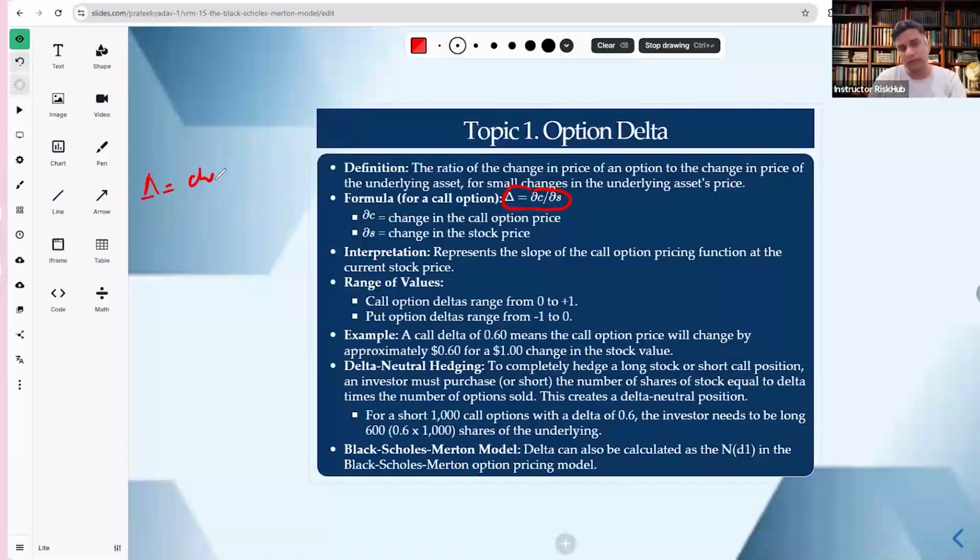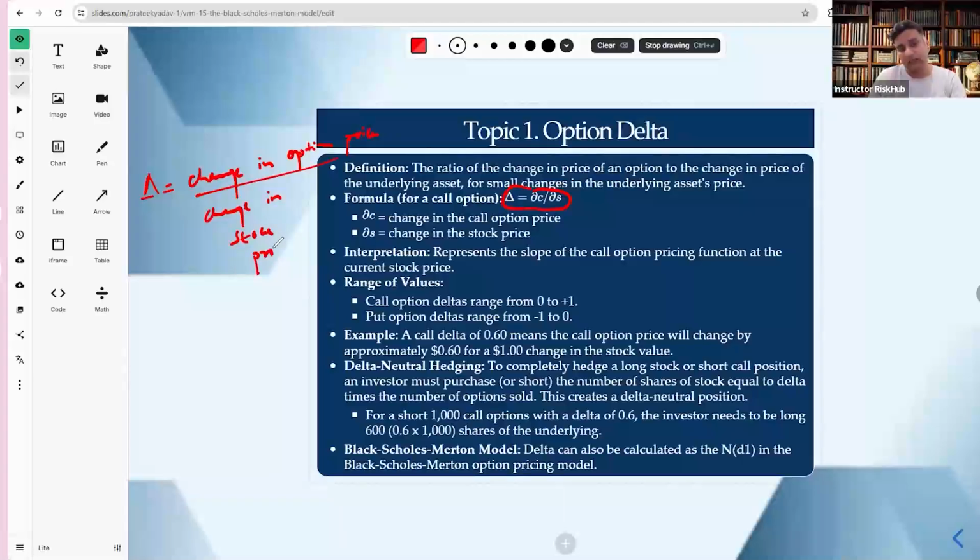change in the option price. It can be anything, guys. Here we have given call option C, but it can be anything. Change in option price divided by change in underlying, which is stock price. It can be call option also. It can be put option also.